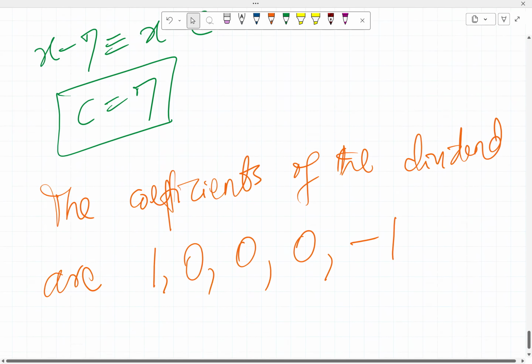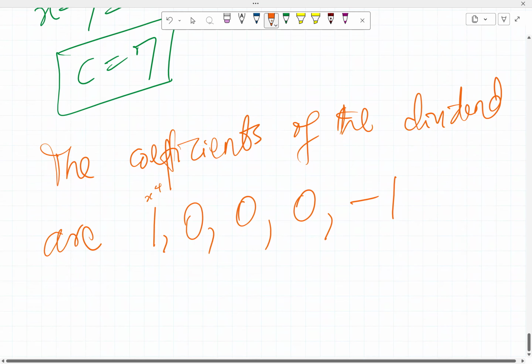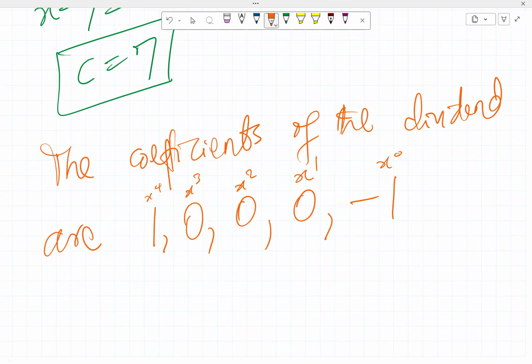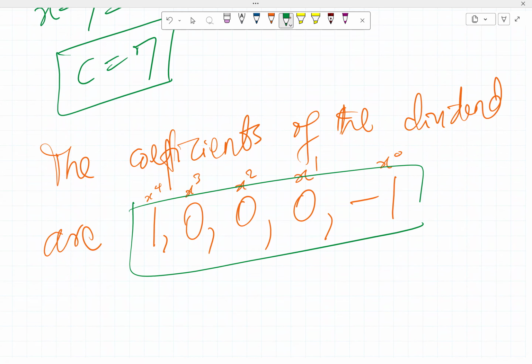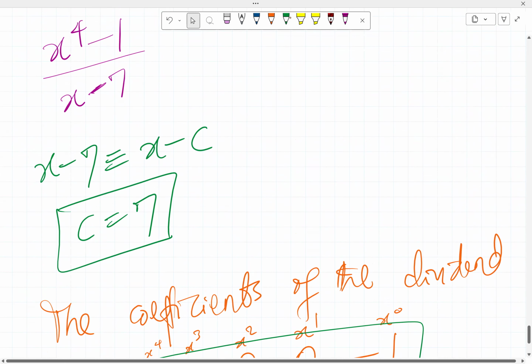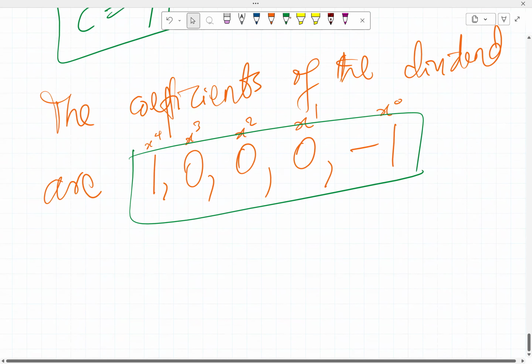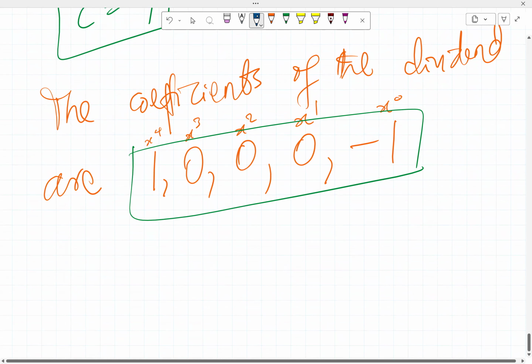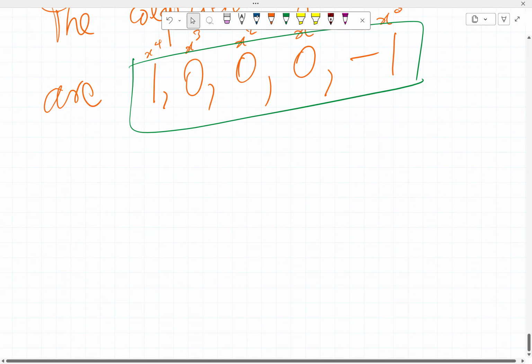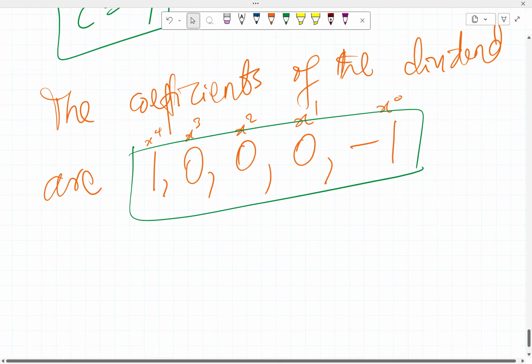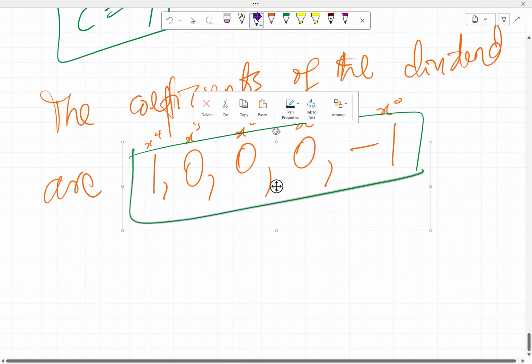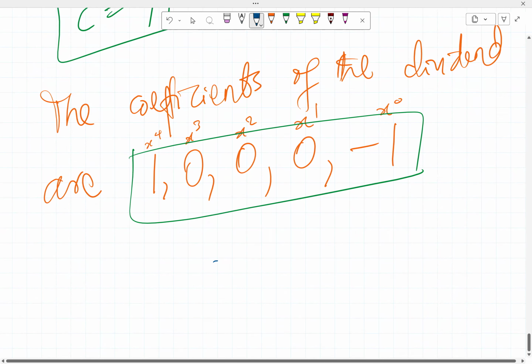So this is for x raised to power 4, x raised to power 3, x raised to power 2, x raised to power 1, and this is x raised to power 0 already. So now we have the coefficients, and then we have our c. So these are the two things we basically need to proceed. We have this now. Yeah, we can verify this later as we move on. Okay, so now we have all this in place. Well, you can just hold this in your brain. We have 1, 0, 0, 0, minus 1.